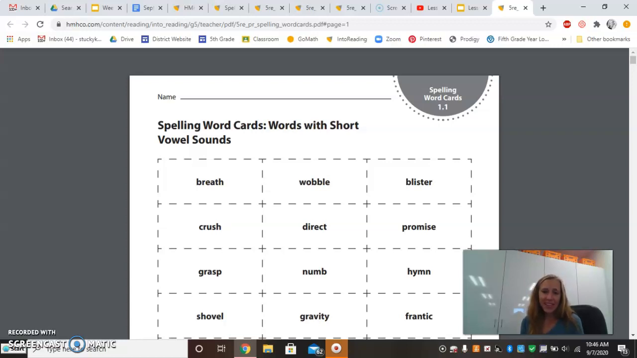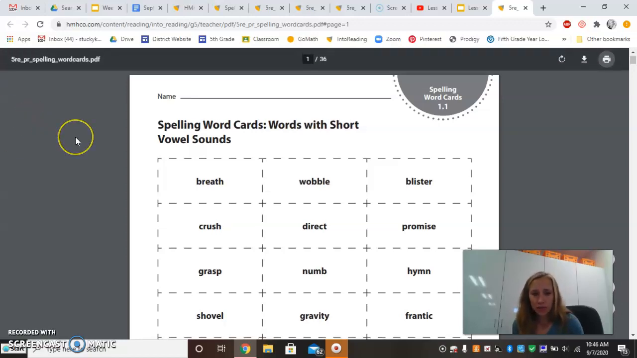Hello, this is our spelling lesson 1-1. So we just talked about short vowel sounds, and now our spelling words are also going to reinforce some of those short vowel sounds that we were just talking about. So you are going to want to get out your spelling word cards.